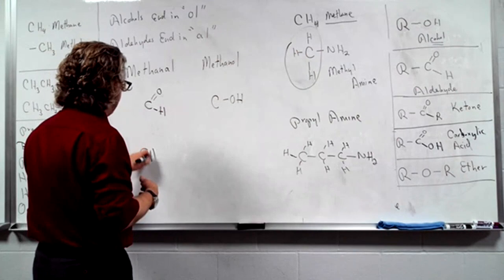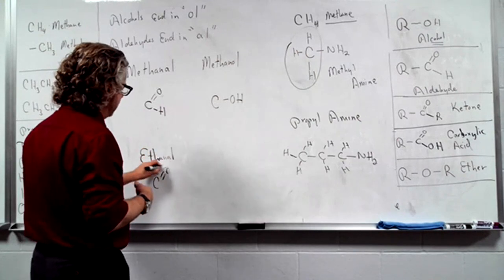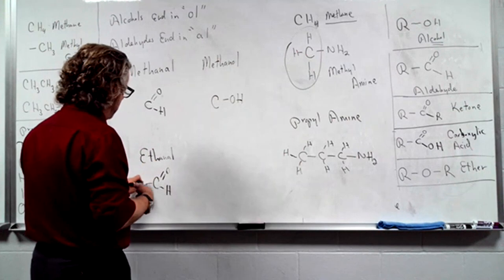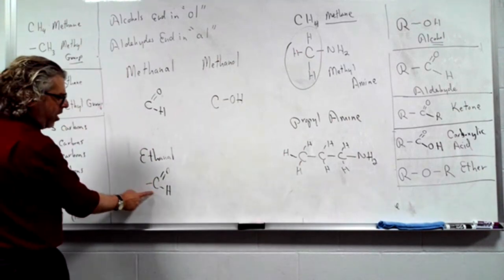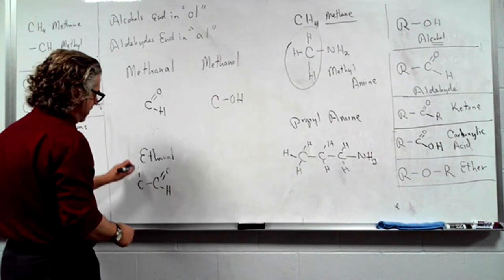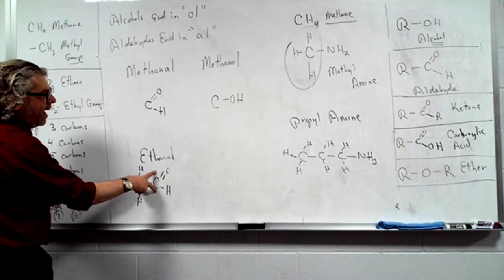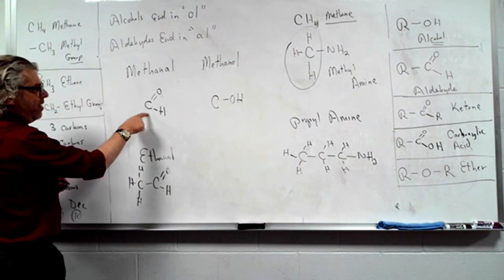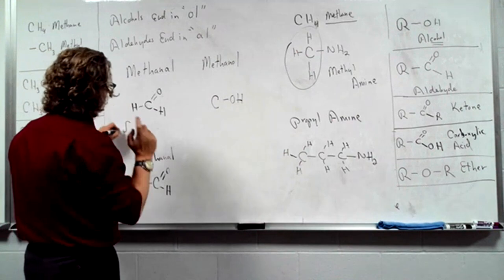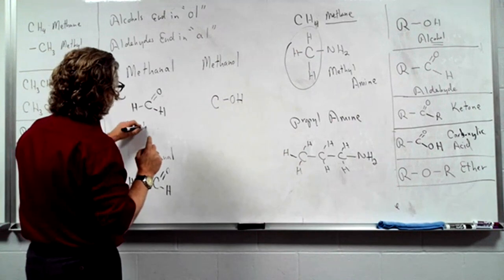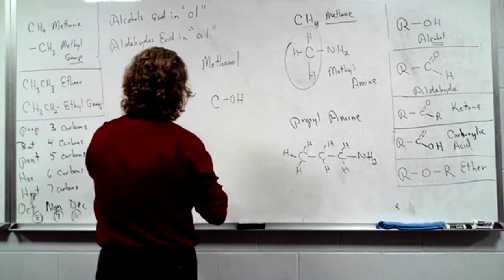Ethanal, E-T-H-A-N-A-L, that would be C double bond O-H, but since it's eth, two carbons, and that is part of the carbon chain, C here. Now, for methanal, there's only room for one hydrogen. And this was called formaldehyde. This was embalming fluid.